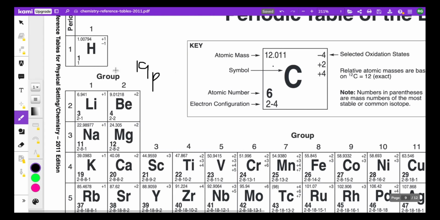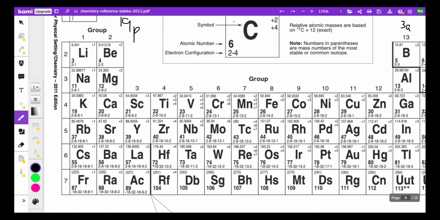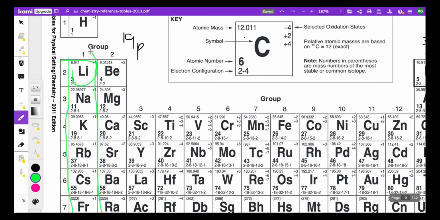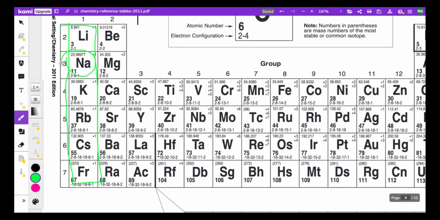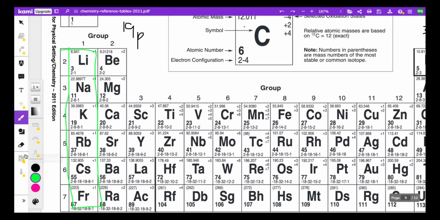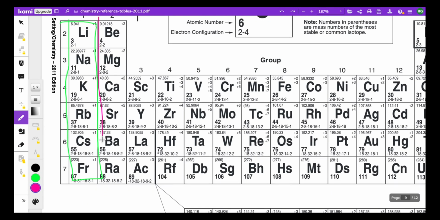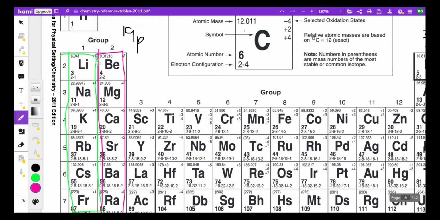It turns out that these numbers, this 1, 2 right here, represent the number of valence electrons in the group. So all group 1 elements are going to have 1 valence electron. Lithium has 1 valence electron, sodium has 1 valence electron, and so on. Group 2 elements are going to have 2 valence electrons. Beryllium has 2 valence electrons, magnesium has 2 valence electrons, and so on.